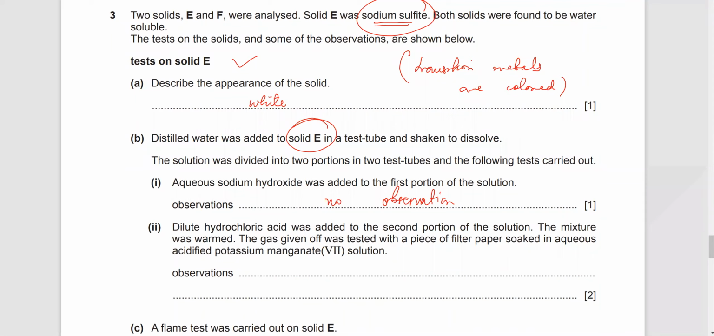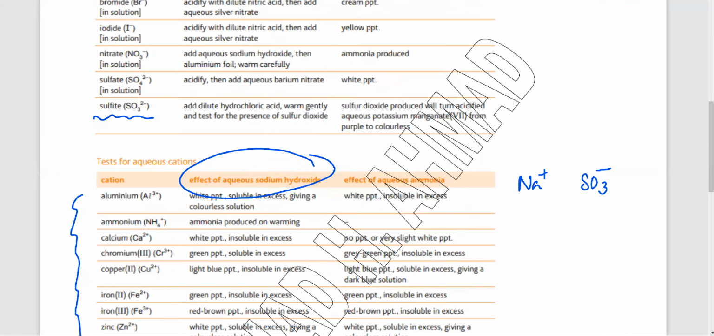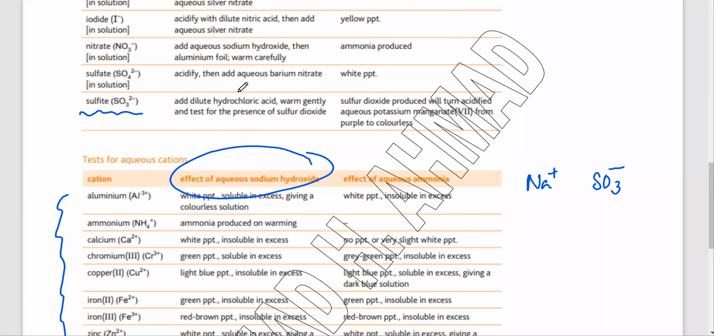Yes. Dilute hydrochloric acid was added to the second portion of the solution. The mixture was warmed. The gas given off was tested with damp litmus paper soaked in aqueous potassium manganate(VII). अब ये जाके शीट के अंदर देख लो. These tests have to be memorized eventually. Sulfide का test exactly यही है कि hydrochloric acid डालो and then test for the presence of sulfur dioxide. तो sulfur dioxide क्या करेगी? It will turn potassium manganate(VII) from purple to colorless.